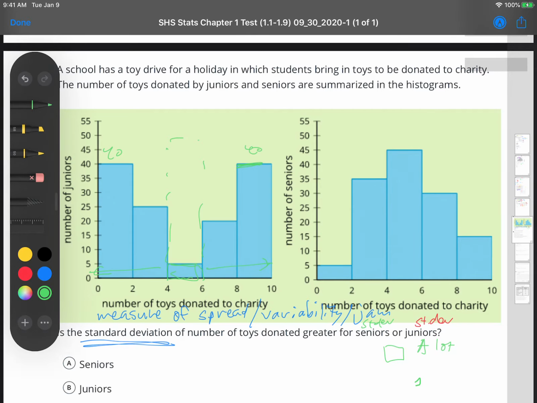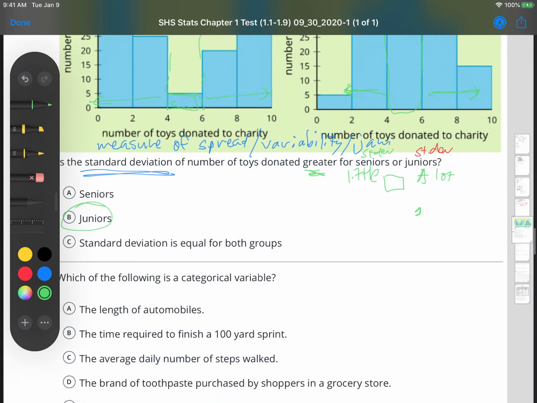And let's look at the seniors over here on the right. Here's the center. And you notice you have a lot of data over here, but little data going in this direction. So their spread is little. So the question is, which one had a greater spread? That is the juniors. Is your answer.